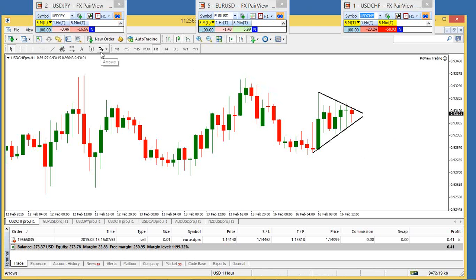As it's been consolidating sideways here, I would take buys on Dollar Swiss. You can either look at this on a 1 hour. It doesn't really matter what time frame you look at as far as this chart goes, because you can easily see the convergence of these trend lines in here showing a tight consolidation.